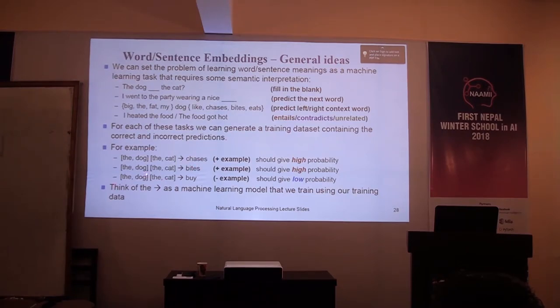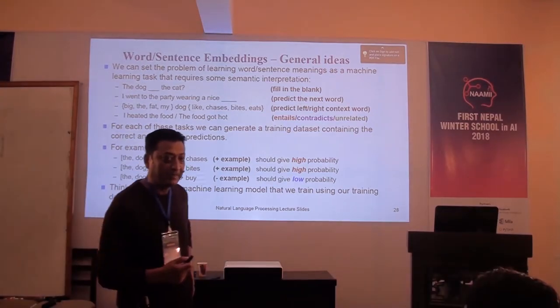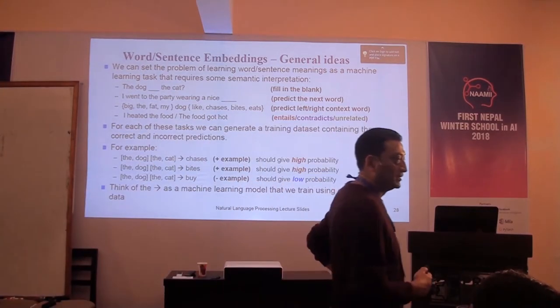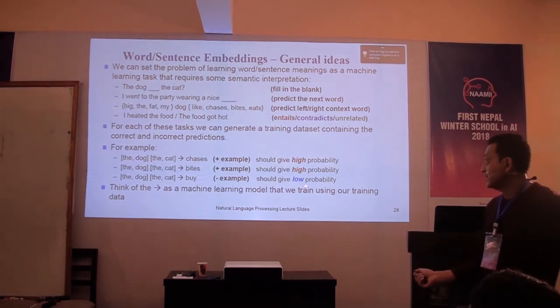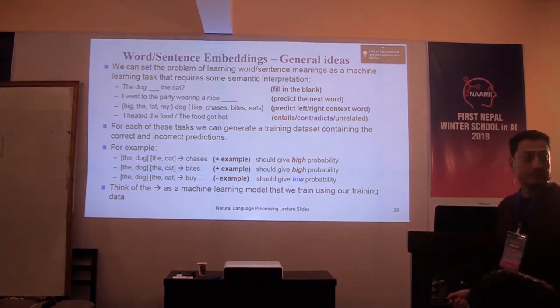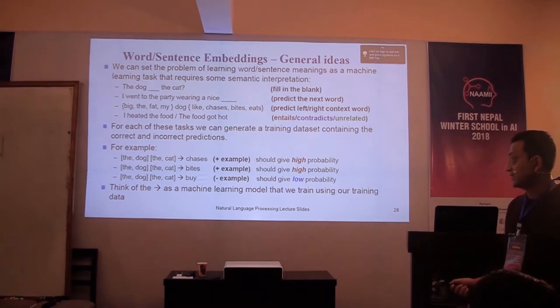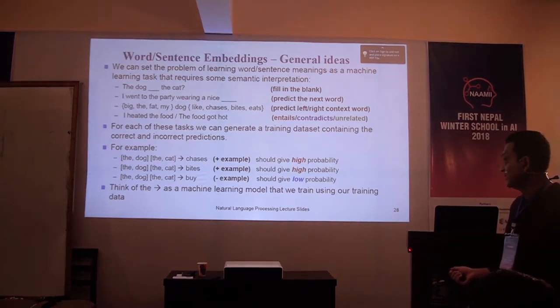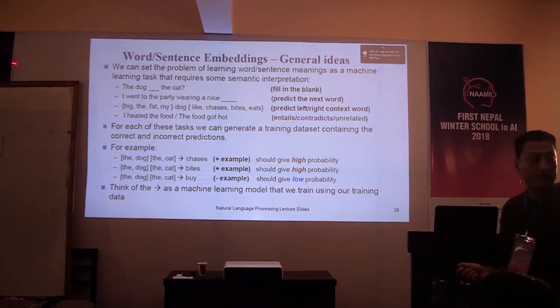And then you can generate these negative examples automatically. So you can just choose some random words and just put them there, right? Your randomly chosen words would have a high probability of being negative, right? So you just sample some random words and treat them as negative examples. Okay? So now you have your data set. And now each of these arrows you can think of as a machine learning model that we train using this training data to do this prediction. Okay?